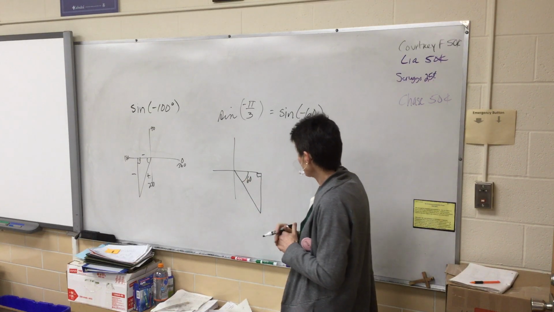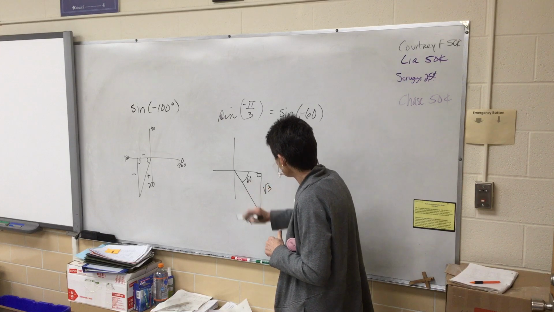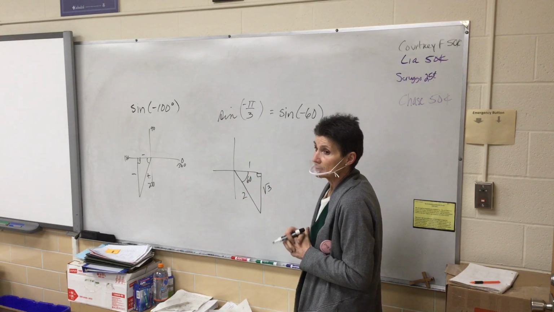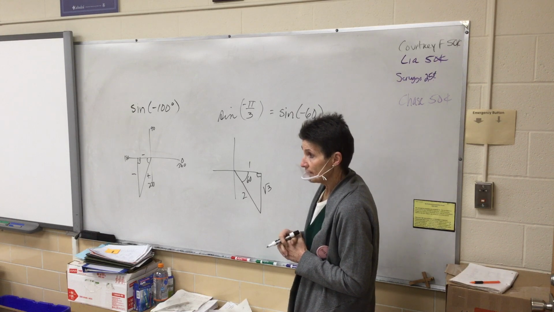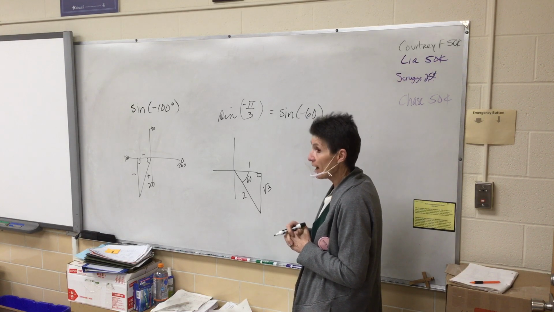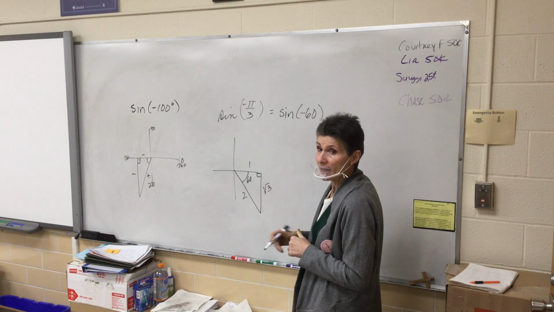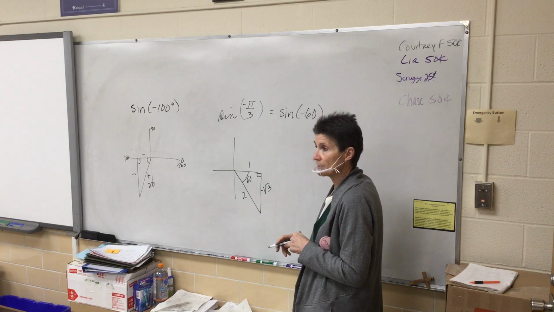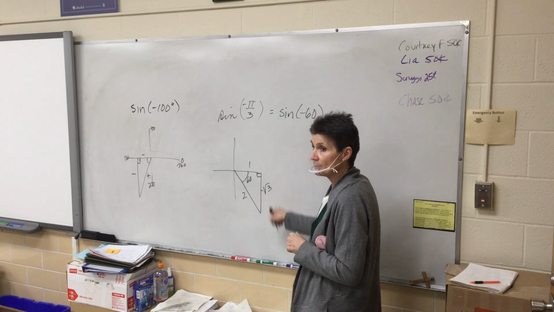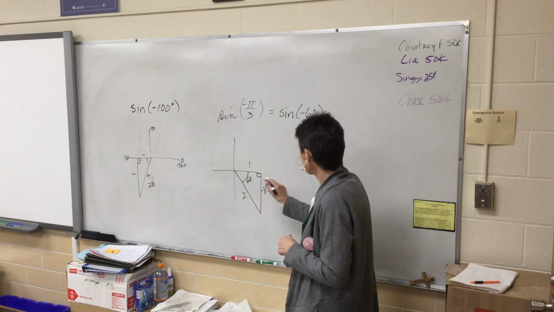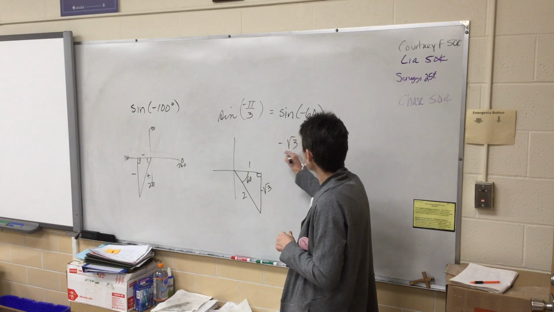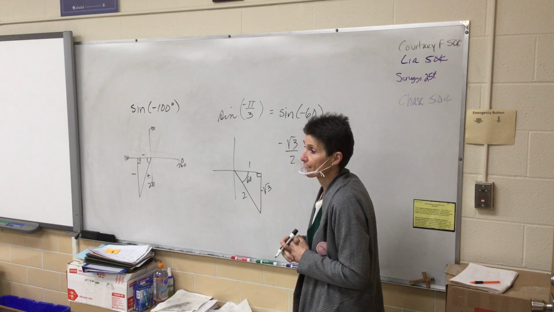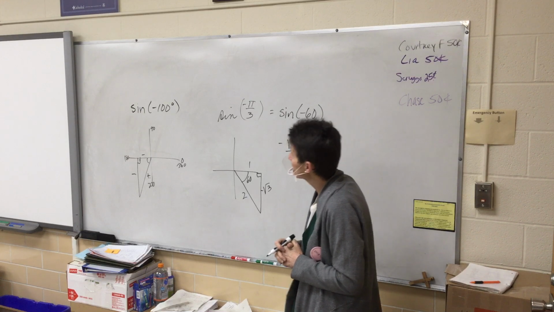And that's a 30, 60, 90. So we know across from the 60 is root 3. Right? And we need the sine. So the sine is opposite. Oh, wait a minute. I need a negative on there, don't I? Down. So sine is negative root 3 over 2. So the answer should be negative root 3 over 2.